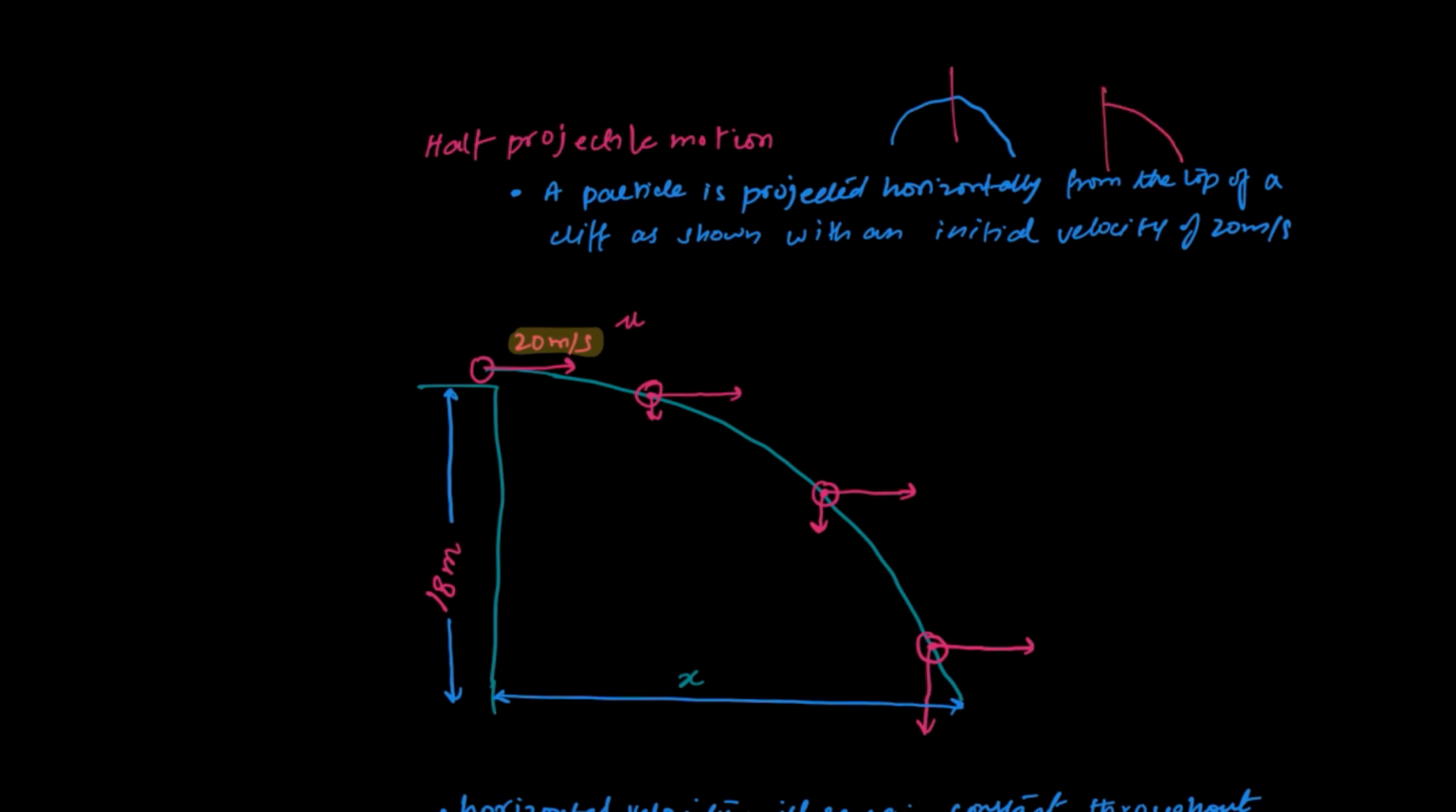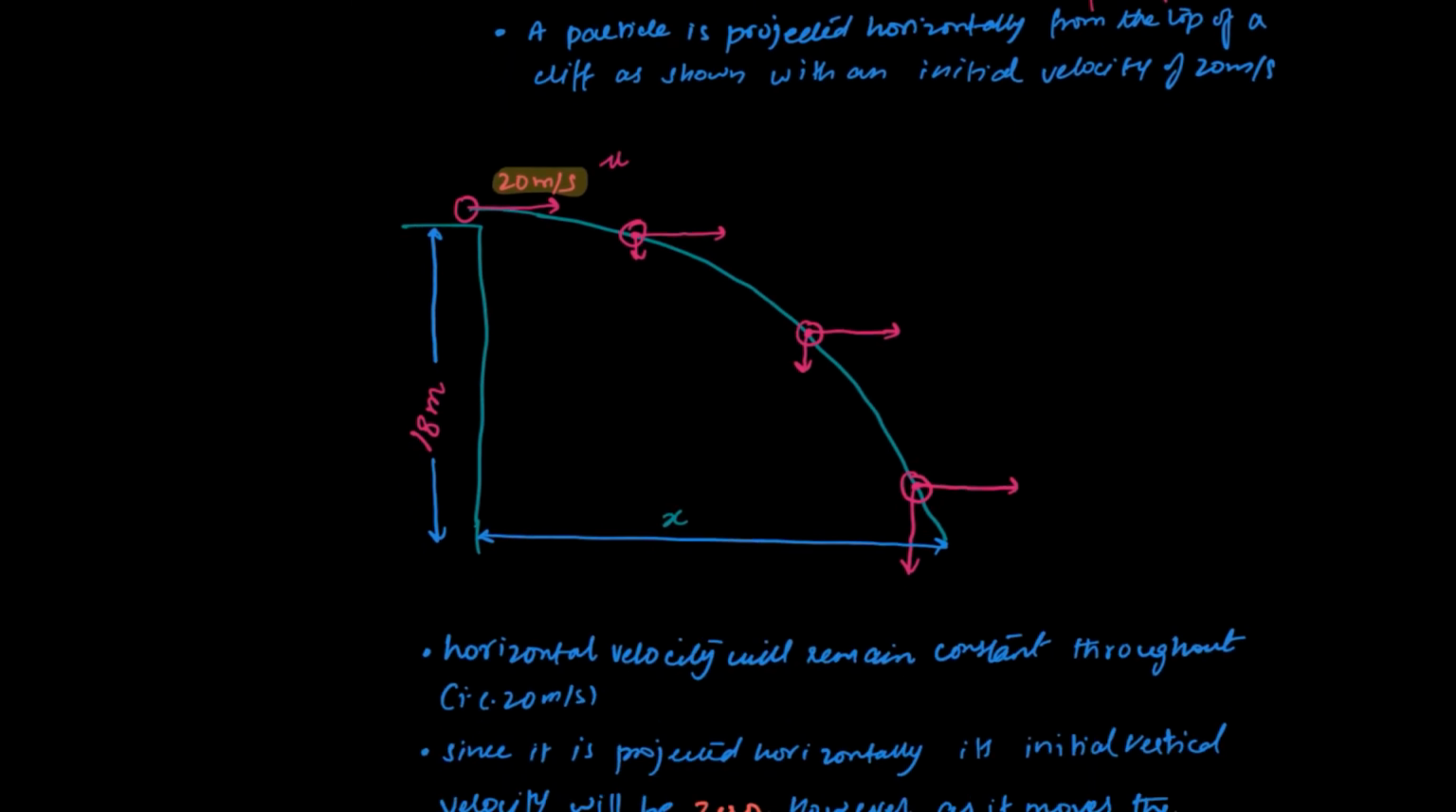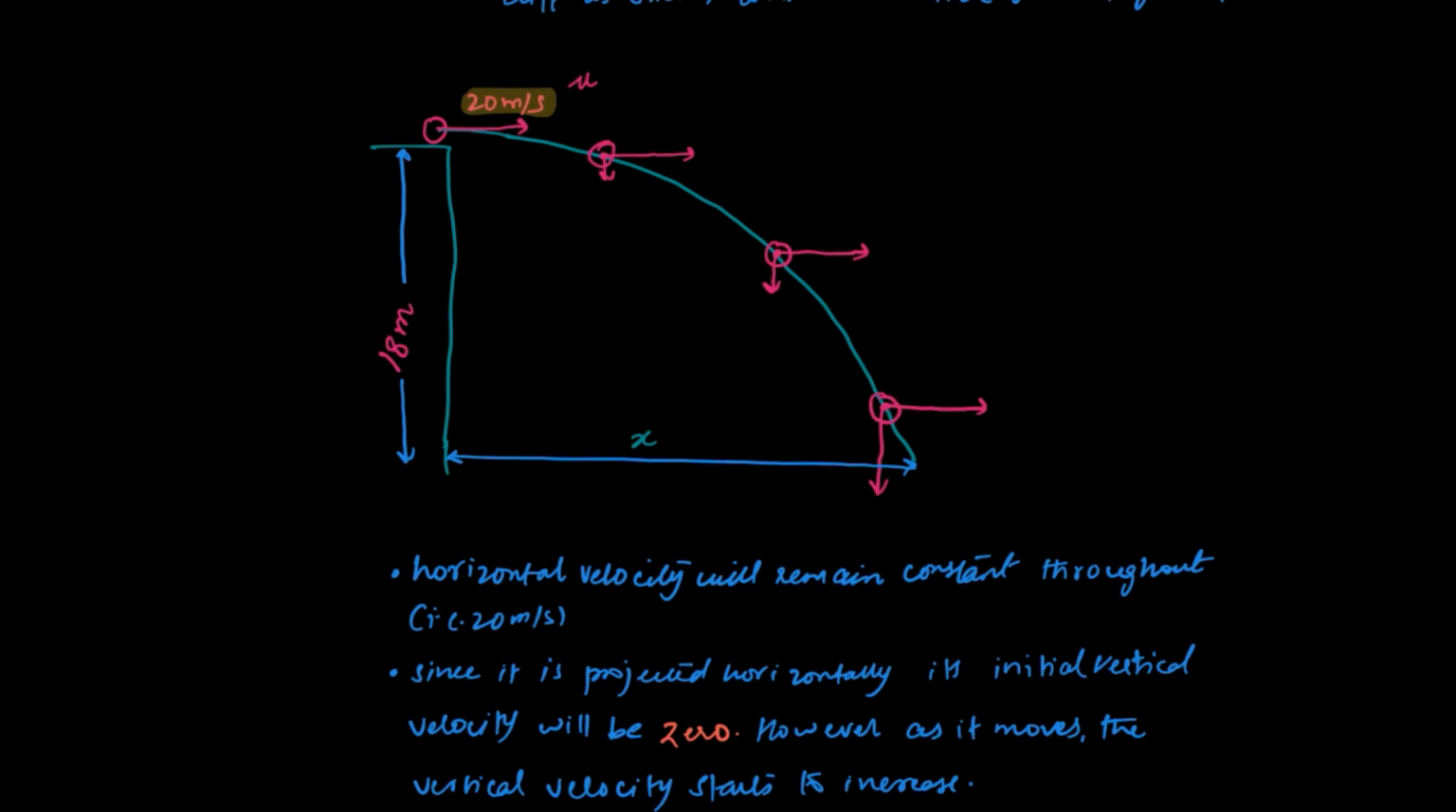Alright, and the equation of motion would remain the same and there would be no change in it. So moving on with the calculations, the question says that the initial velocity of the object is given to be 20 meters per second and the vertical height is 80 meters and the distance from its original position to the point where it falls is x meters.